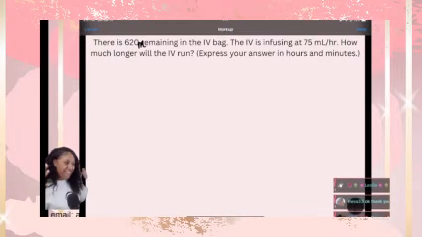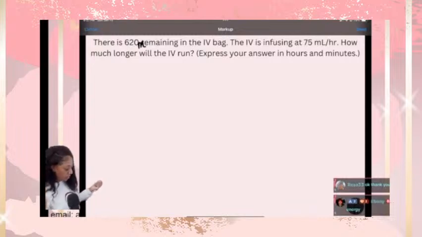All right? Okay. So 620 mLs remain in the bag. The IV is infusing at 75 milliliters per hour. How much longer will the IV run? So this is one of your IV time completion questions, okay? So we are looking for time, right? That's your time. So our goal is to look for how many more hours are left.